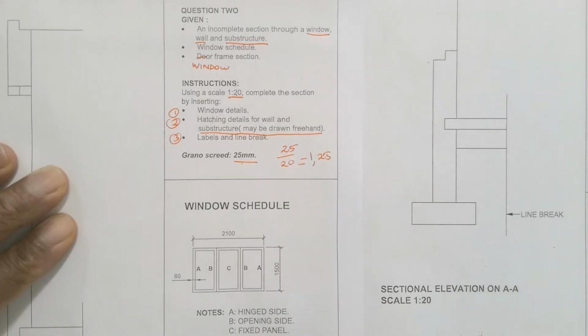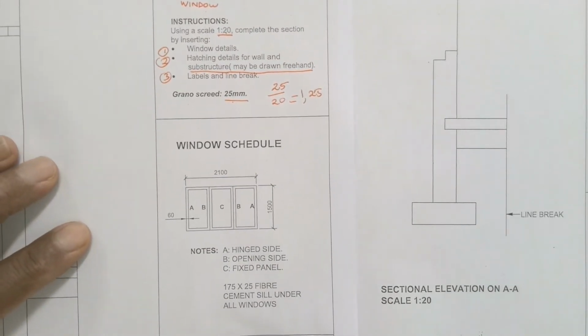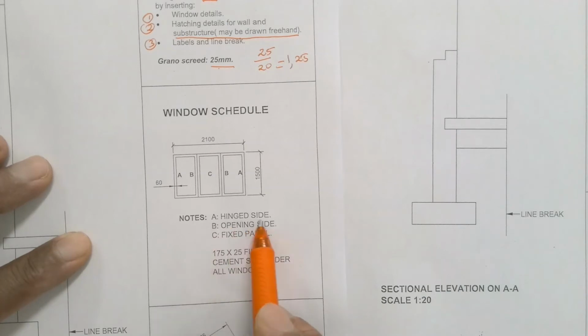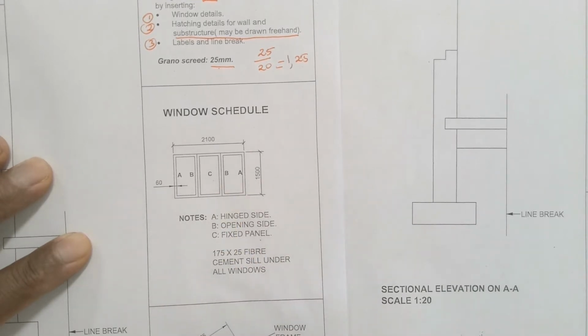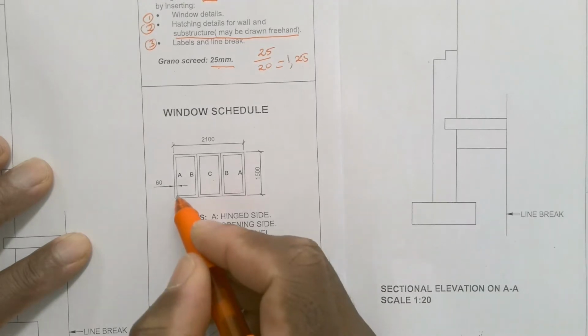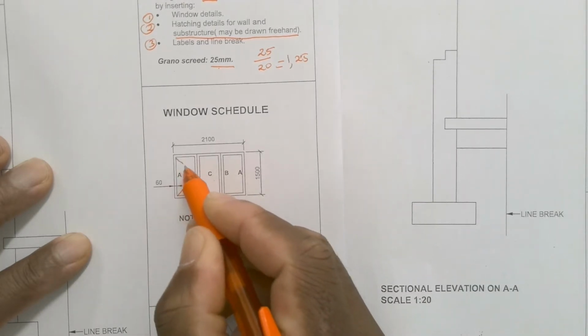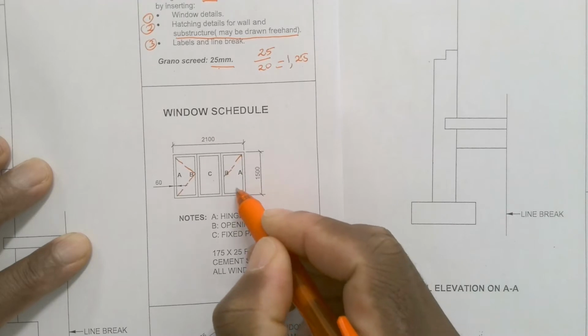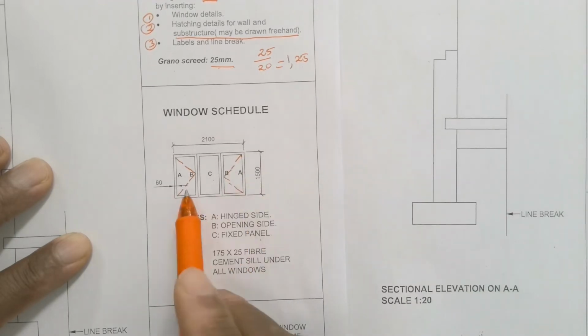Now I want us to discuss this window. It says A is a hinged side, B is an opening side, C is a fixed panel. So C, there will be no opening, it is fixed. A being a hinged side and B being the opening side, it means I shall be drawing like this. Basically that's what it means. So this window should be going that way and that should be going that way. So only these two windows are supposed to open, but C is fixed.